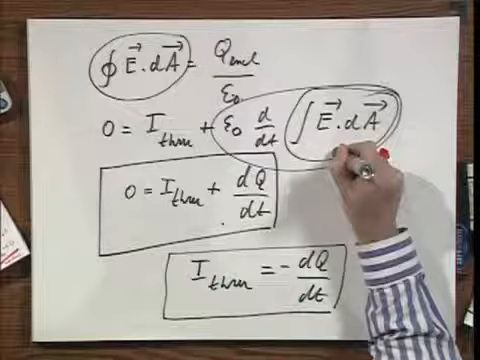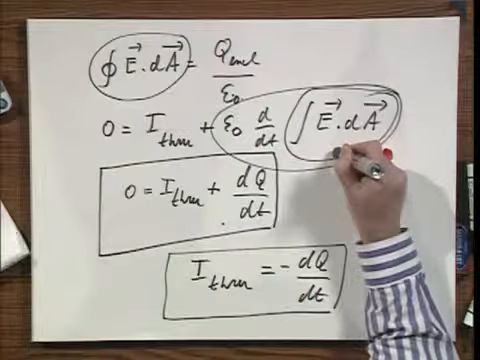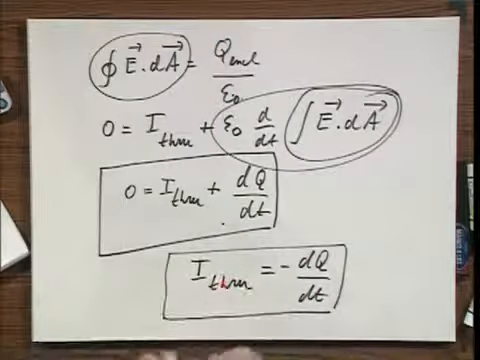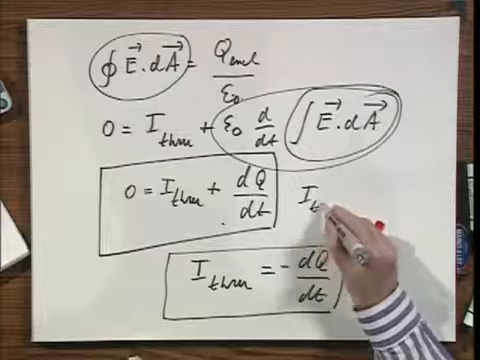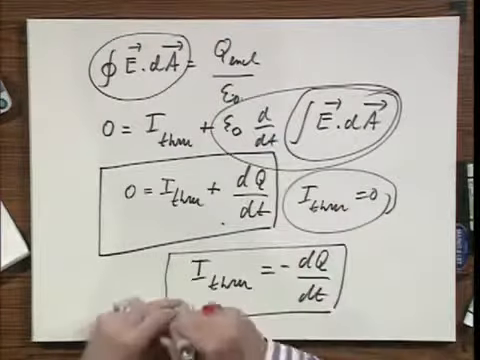And it's only consistent with Maxwell's equations because we allowed for this displacement current term. If we didn't have this displacement current term, we would have found the embarrassing answer, clearly the wrong answer, that I through would be 0, which is obviously not true.